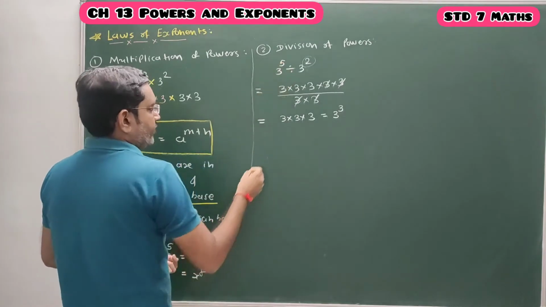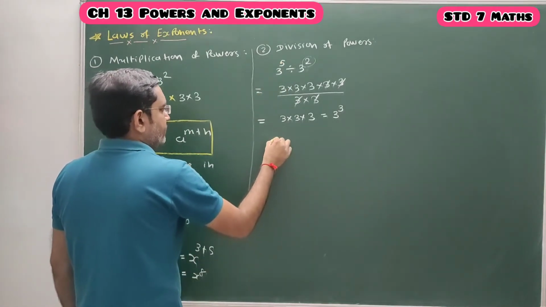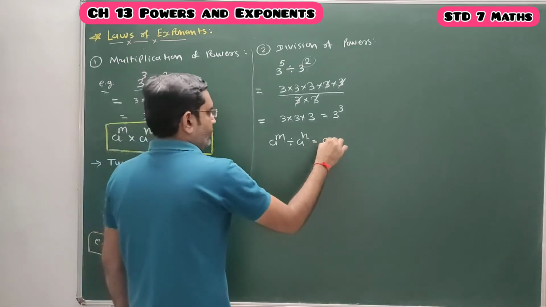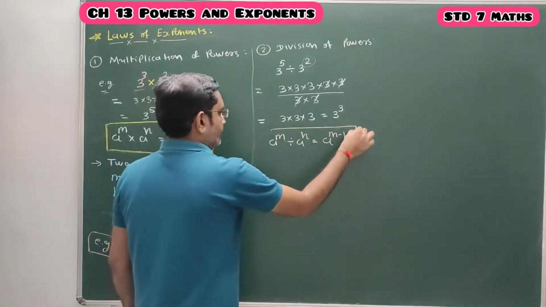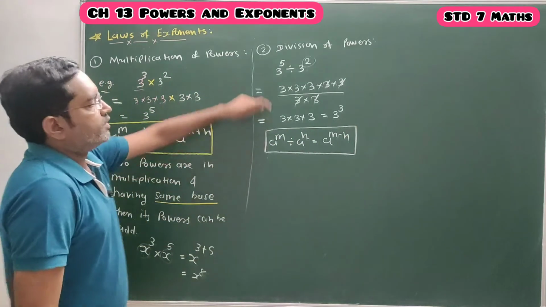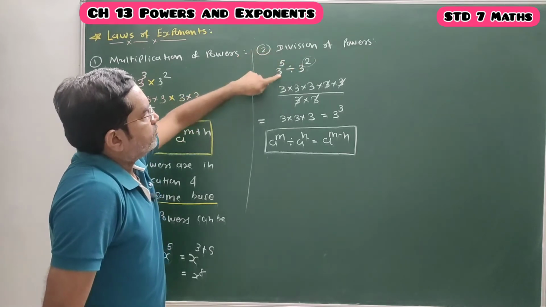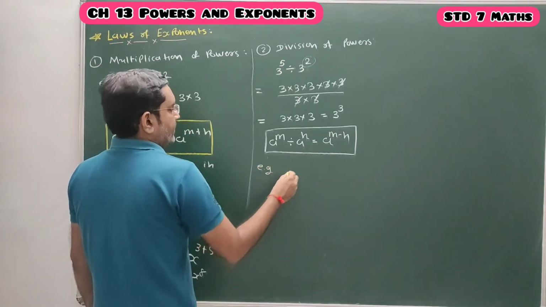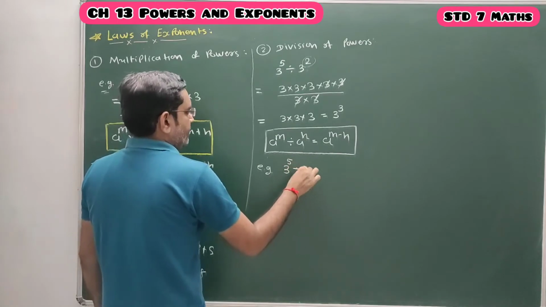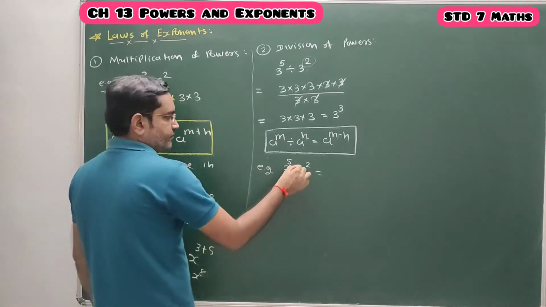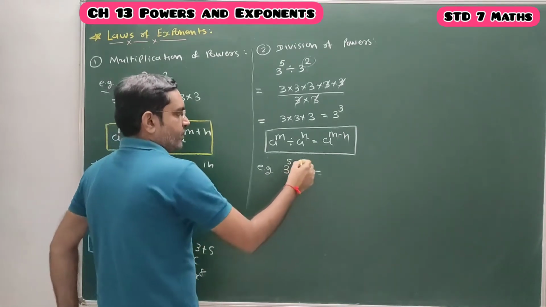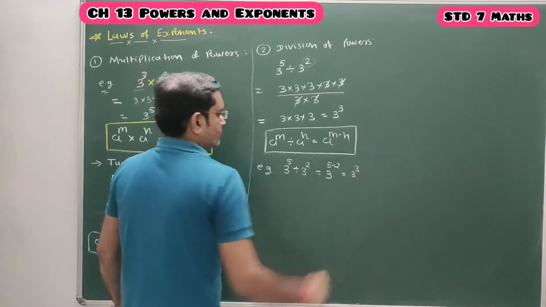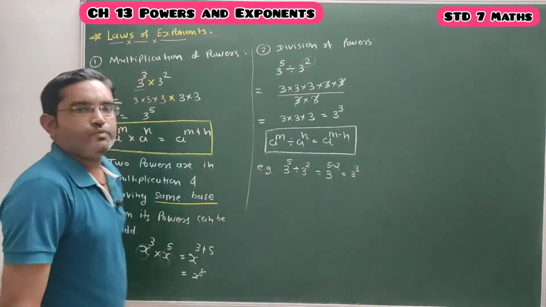So here we have written that if two numbers are in division, a raised to m divided by a raised to n, then what can we do? We can perform subtraction of the powers: a raised to m minus n. Look, we did the same: 3 raised to 5 divided by 3 raised to 2. Two powers are in division with the same base, so we can perform the subtraction of the powers. So 3 raised to 5 minus 2 is 3 cube. The answer comes directly, done.